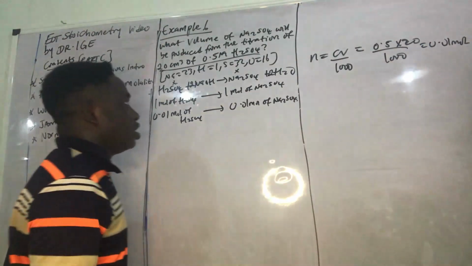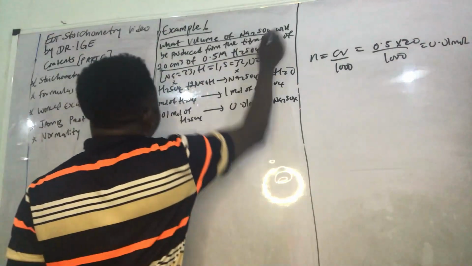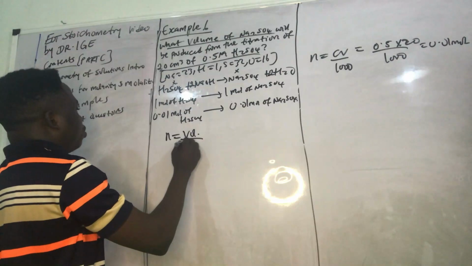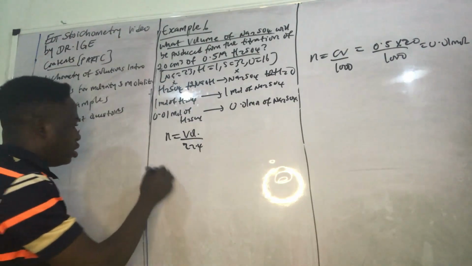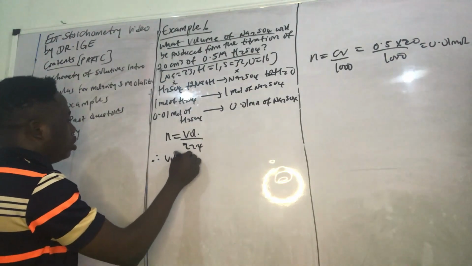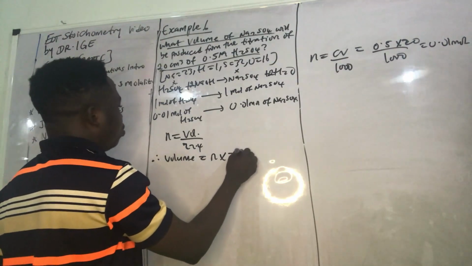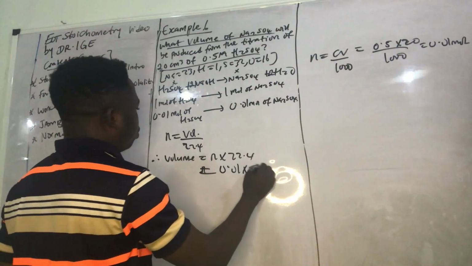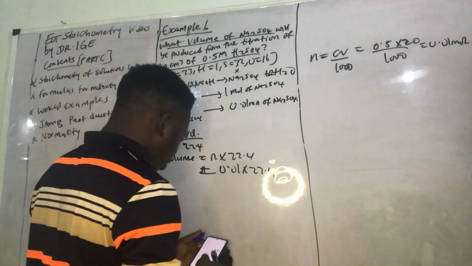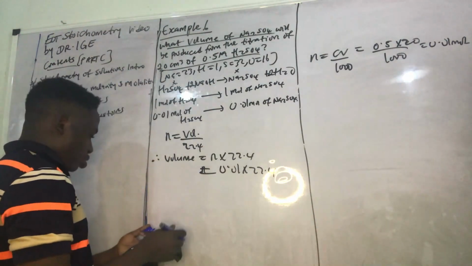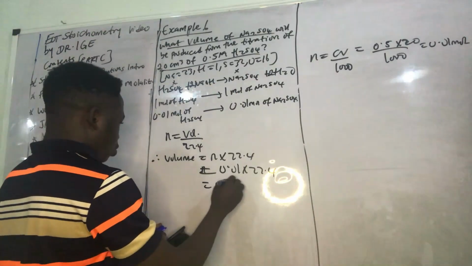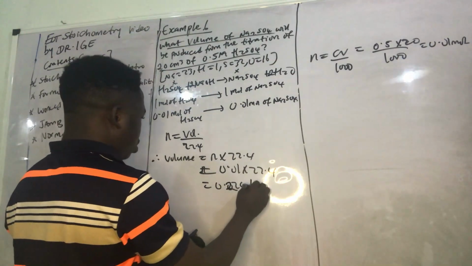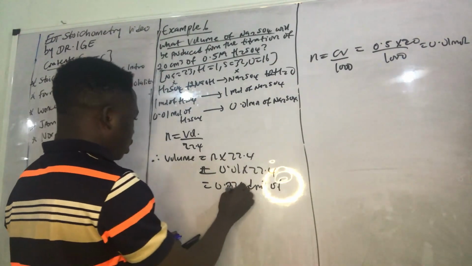Na2SO4. You get? Now the answer is for the volume of this guy. Remember that number of moles is equal to what? Volume over 22.4. That is to say that volume is equal to number of moles times 22.4. What is the number of moles here? 0.01 times 22.4. So we now have 0.224 dm cube of this guy.